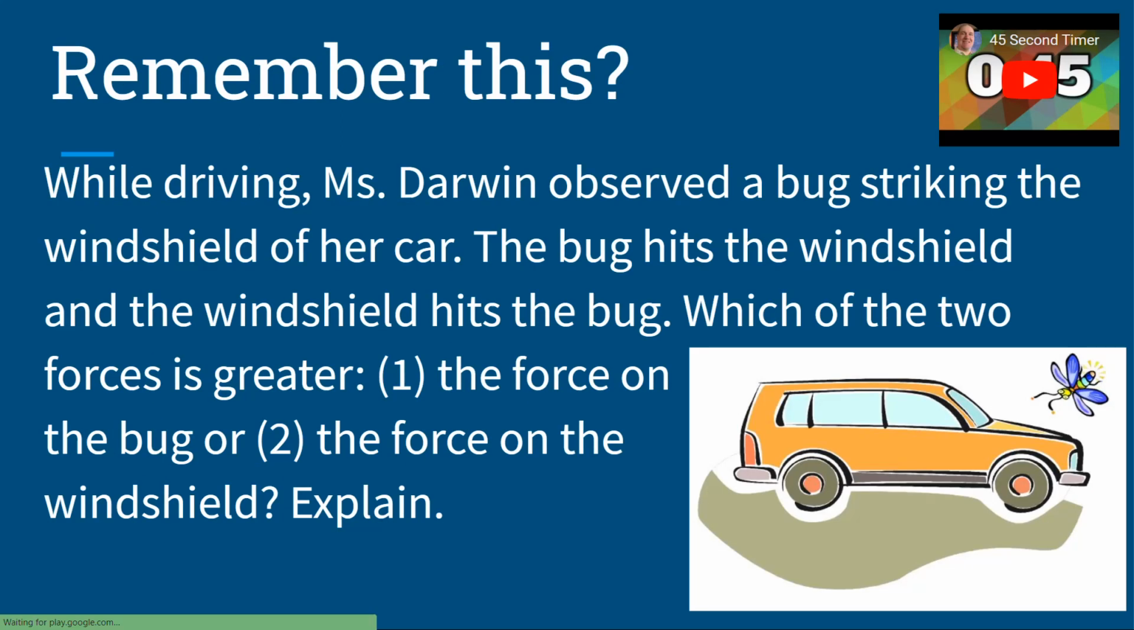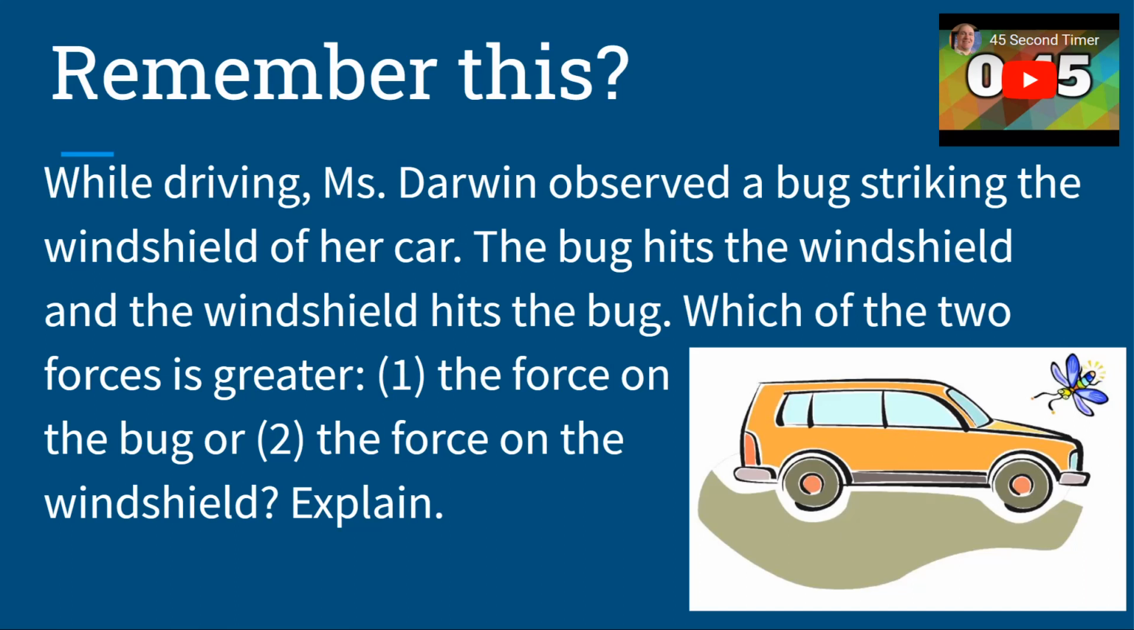Okay, this should look familiar. I have given you the same question. I think this is the third time this year with the same picture and everything. But it says, while driving, Miss Darwin observed a bug striking the windshield of her car. The bug hits the windshield and the windshield hits the bug. Which of the two forces is greater, the force on the bug or the force on the windshield?